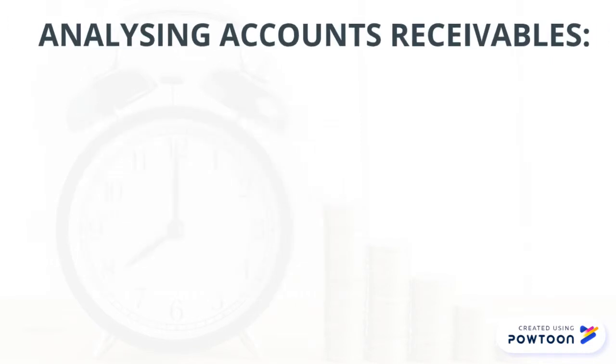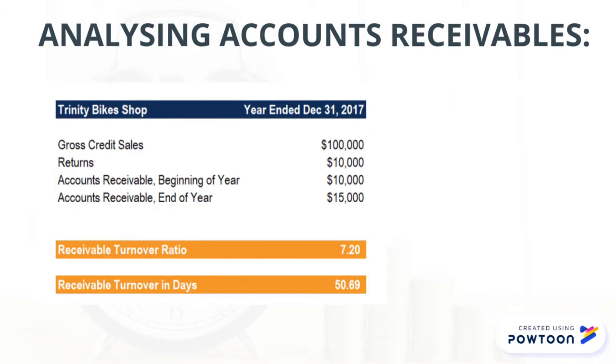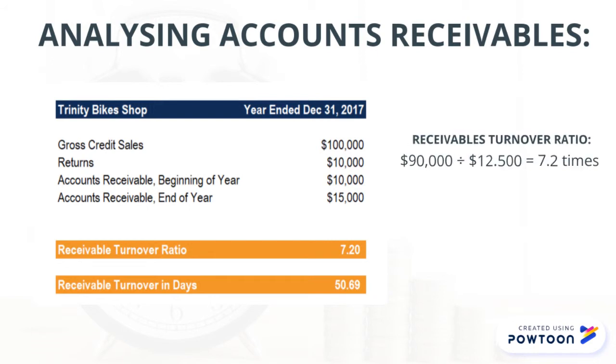However, the turnover ratio can be difficult to interpret, so it is often converted into the days in receivables ratio, which divides the receivables turnover ratio into 365 days. For example, Trinity Bike Shops collects its receivables over 7 times every 50 days in 2017. As previously stated, a higher ratio is better. However, better analysis requires comparison between companies or past years.